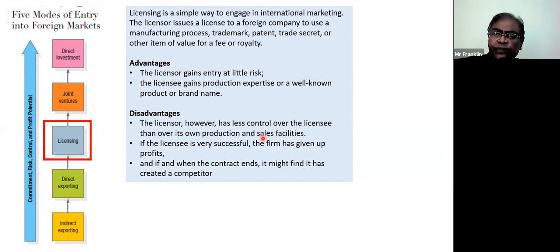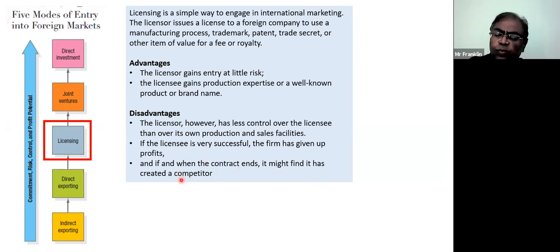That's a disadvantage. Now, if the licensee is successful, the firm has given up profits. Because what happened? Your profit has gone to them. If it's successful, then certain things go up there, and they will give a certain percentage back to the licensor. Say it's 10 ringgit, 8 ringgit will go back to the licensor in Malaysia. So he gets that. That's called a royalty. And if the contract ends, it might have created a competitor.